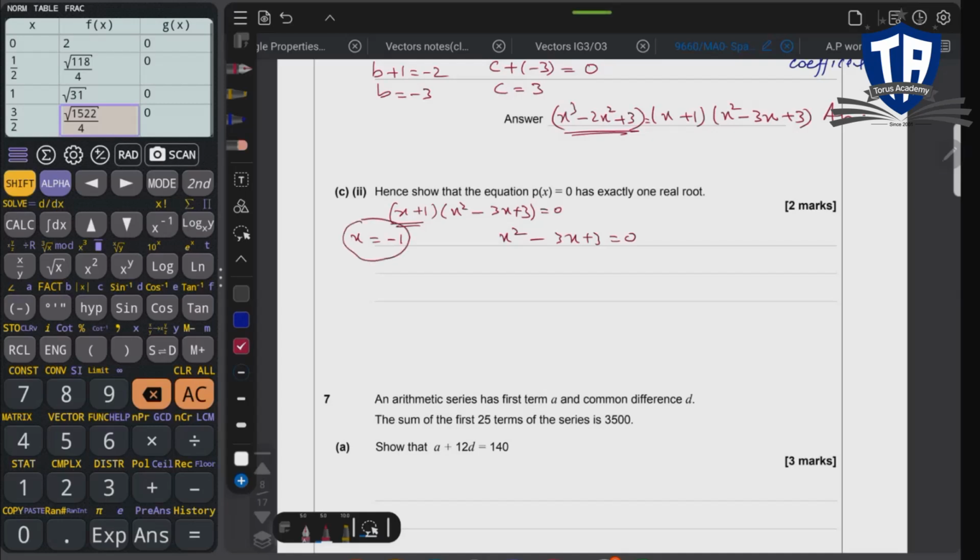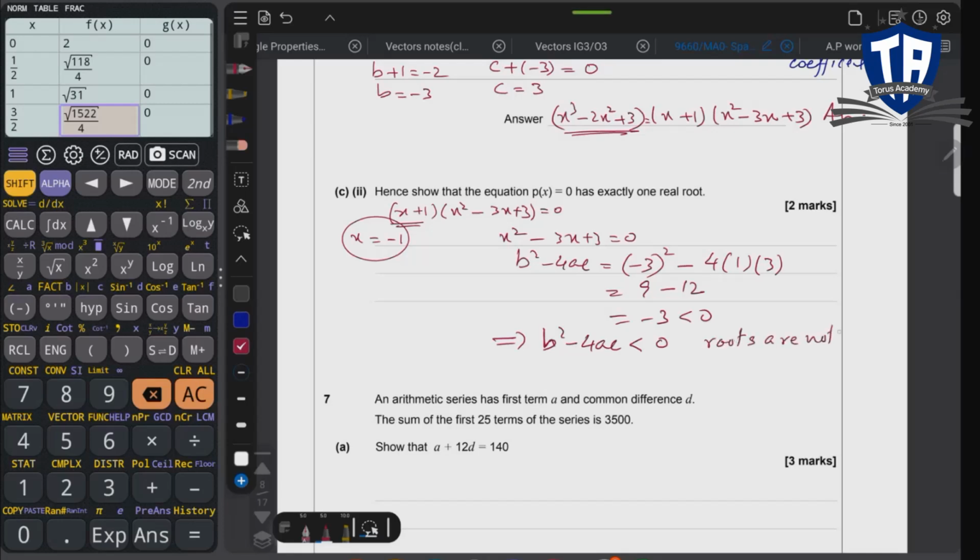How do you get it? You use the concept of the discriminant, b squared minus 4ac, and take their values: minus 3 squared minus 4 times a and c. It is 9 minus 12. Your answer is minus 3, which is less than 0, which proves that b squared minus 4ac is less than 0, meaning the roots are not real. Hence, the equation has exactly one real root.